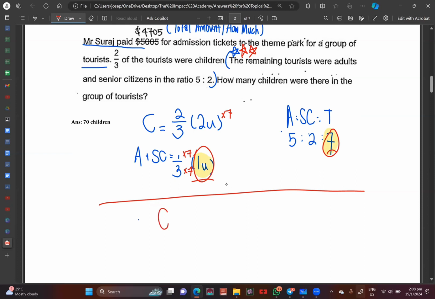So what I have right now is children is actually equals to how many units? 14 units. You get what I'm trying to say? Now I want to write down that adults is actually equals to how many units? 5 units. Am I making sense here? So SC stands for senior citizen, is 2 units. Am I making sense?